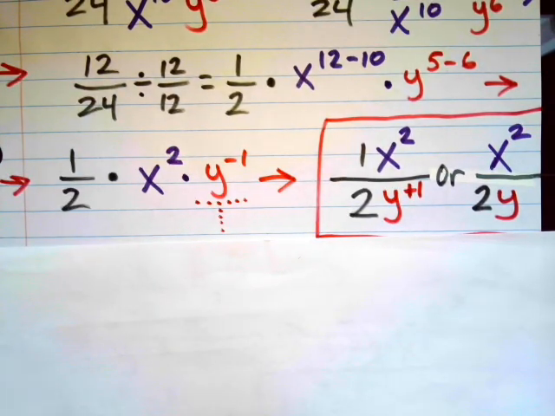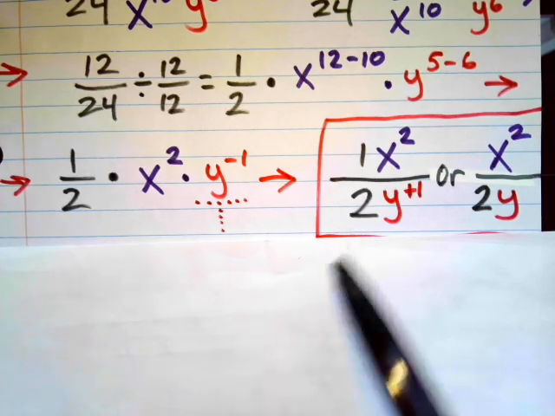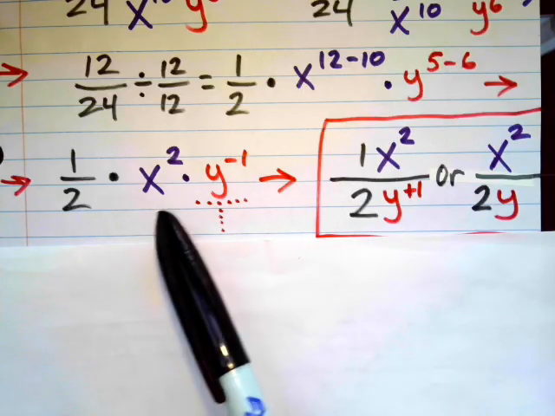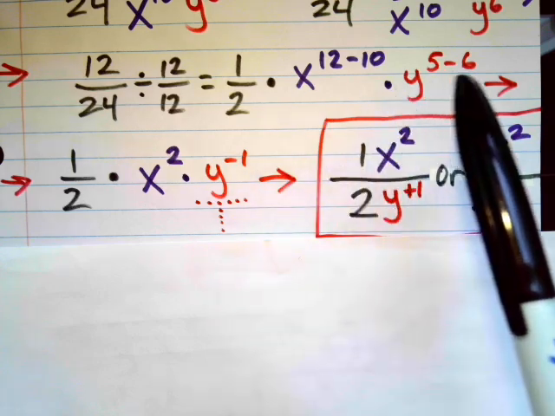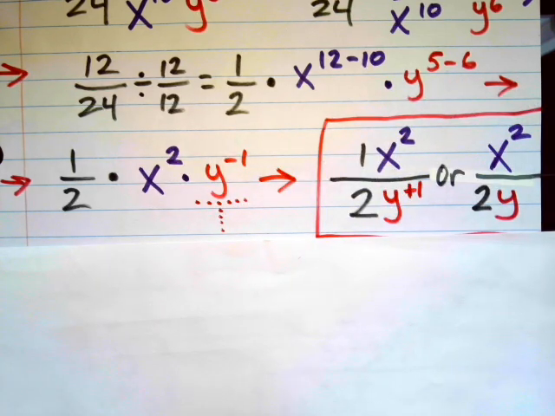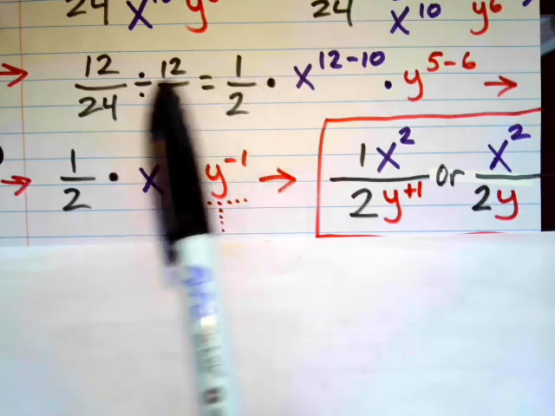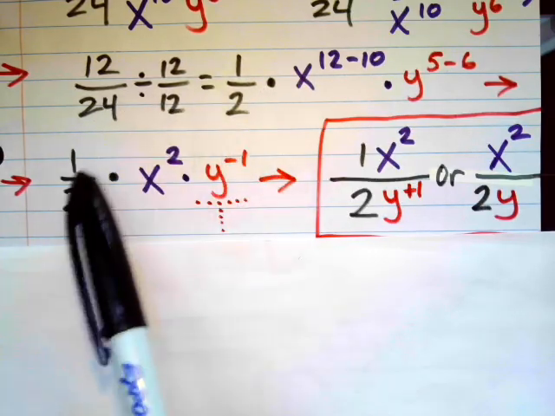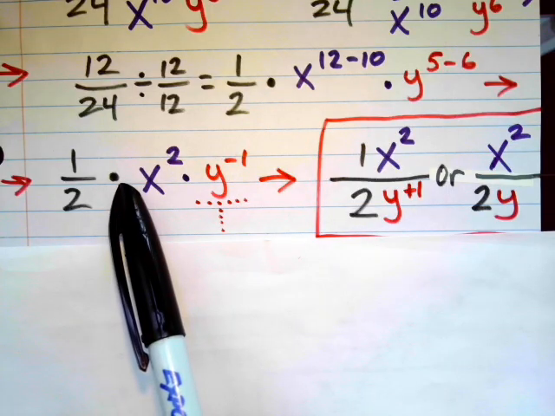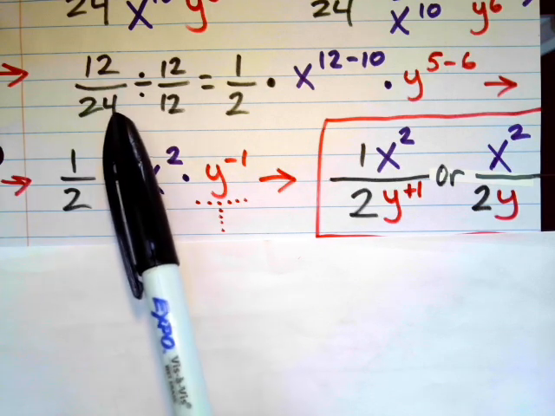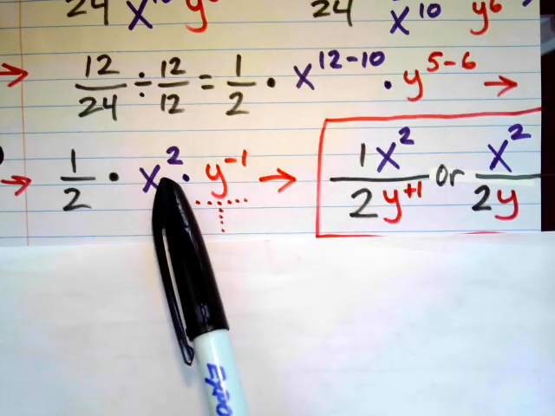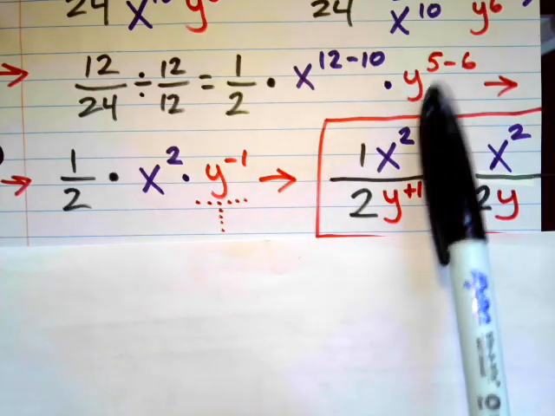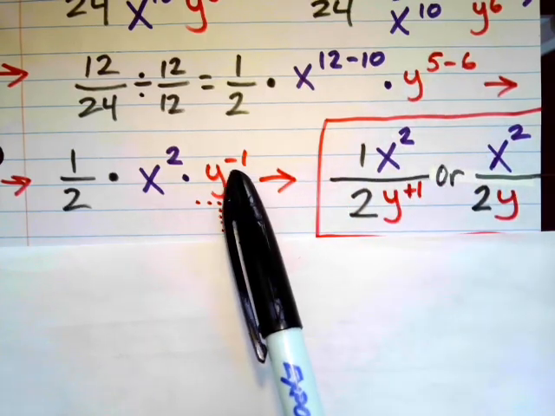So here, I'm trying to show you, and this was again the advantage to doing expanded form, you could see what terms would end up in the denominator, the bottom half of the fraction. But here I'm just showing you another method, another way to get to the answer. So we reduce 12 over 24 to 1/2 times x to the 12 minus 10, which is x to the 2nd power, times y to the 5 minus 6, which is y to the -1.